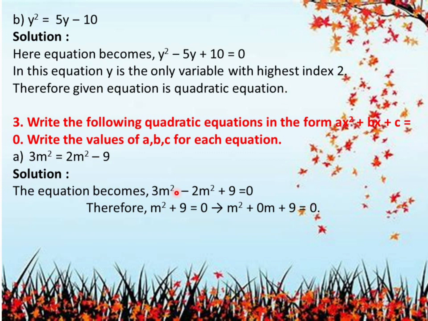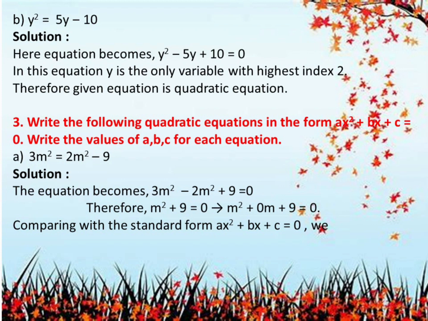Here you can see 3m square minus 2m square, it will become m square, and the plus 9 equal to 0. As there is no bx term, we have written 0m. After that, comparing with the standard form, that is ax square plus bx plus c is equal to 0, you will get a is equal to 1, and b is equal to 0, and c is equal to 9. Very simple.